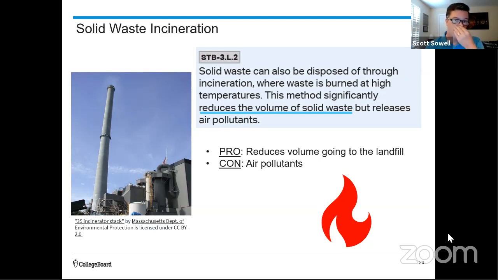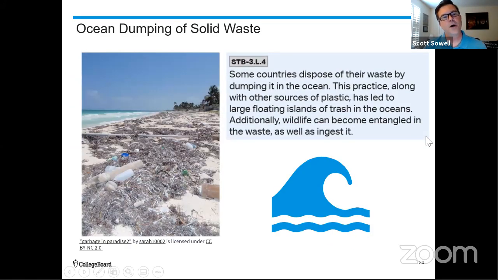So while the pro is it reduces the volume, we now have to deal with the subsequent air pollution that comes out of the smokestacks. So this last part of where our solid waste goes, we're really going to look at something a little bit more nefarious and illegal. So some countries dispose of their waste by dumping it in the ocean.